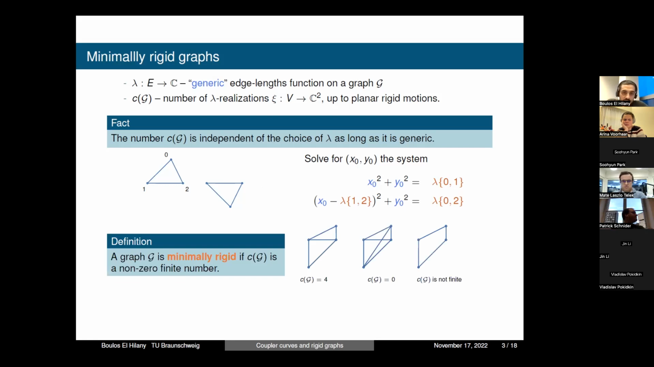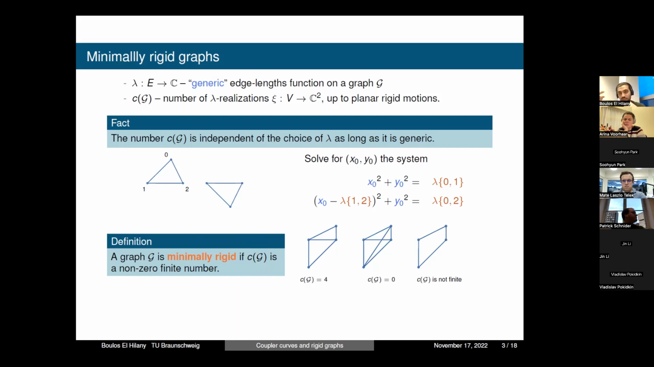And this gives rise to a definition. A graph G is said to be minimally rigid if C of G is a non-zero finite number. This can be modeled by a polynomial system of equations. If I have too few polynomials, then I have infinitely many solutions generically. Then I can have infinitely many realizations for any generic edge length, because my polynomial system is underdetermined, so it describes a certain locus that is not finite.